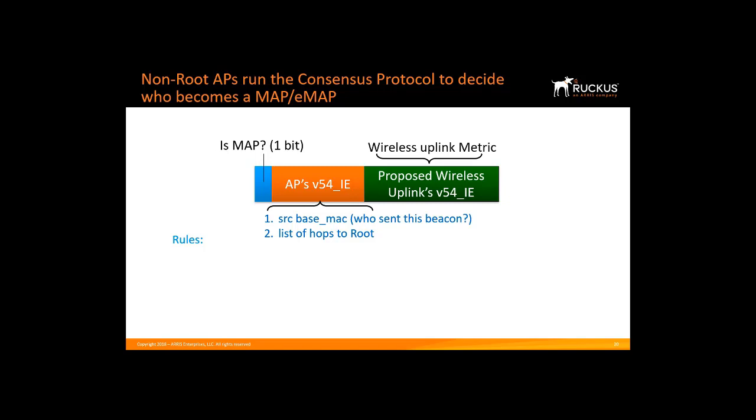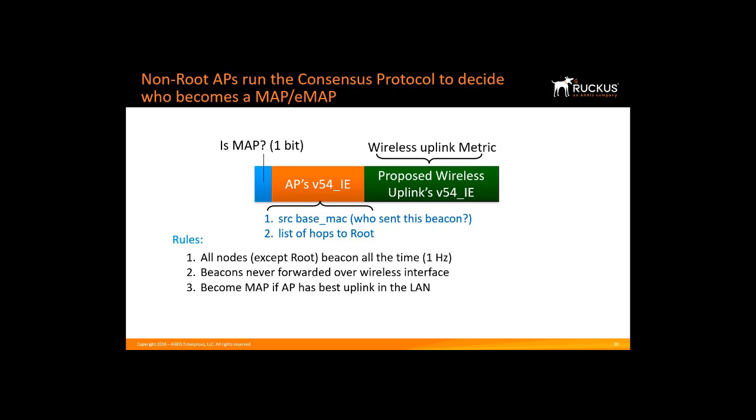The consensus protocol comprises a packet called an eBeacon, which has the following elements: a single MAP bit, the source address, a hop count, and wireless link metric. The rules are: 1. All nodes except a root may advertise an eBeacon. This happens on a once per second basis. 2. An eBeacon is never forwarded over a wireless interface.